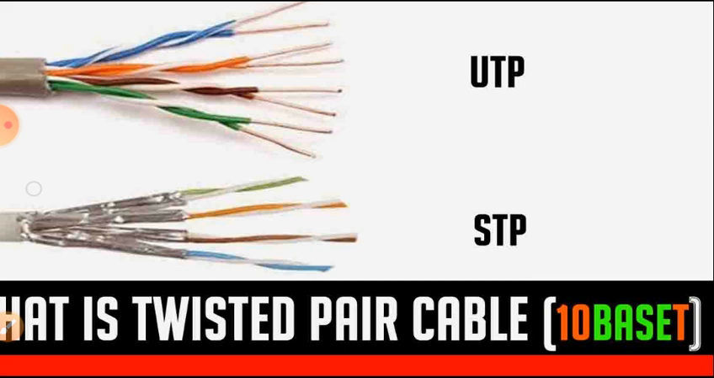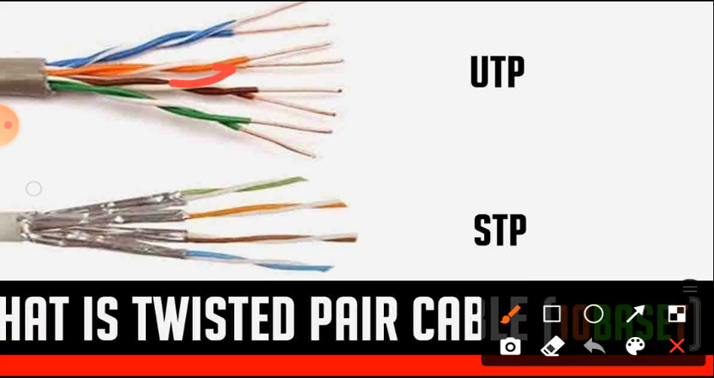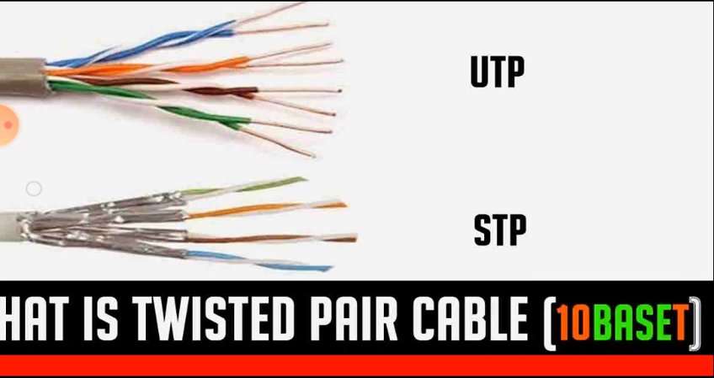Next, this diagram shows the unshielded twisted pair and shielded twisted pair. You can see in the diagram these pins are not covered by any plastic sheet. So it is unshielded twisted pair cable and these pins are shielded with a plastic sheet. So this is the type of shielded twisted pair cable.